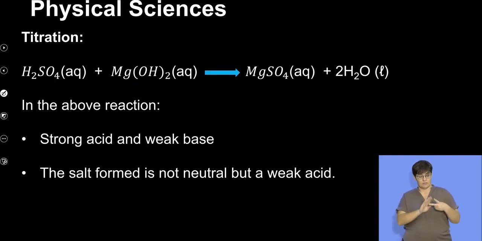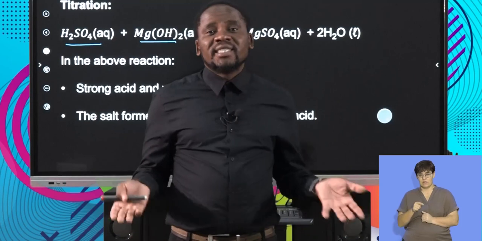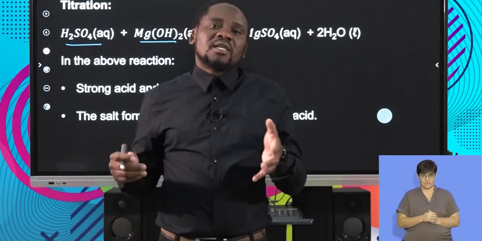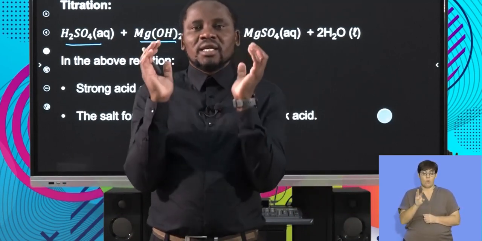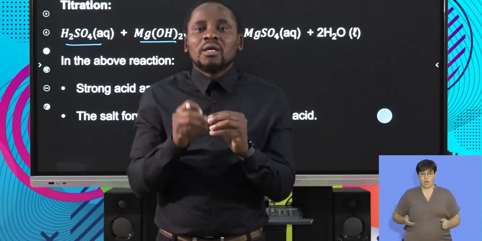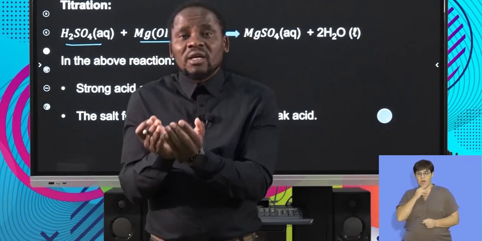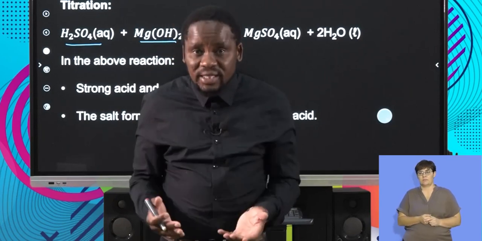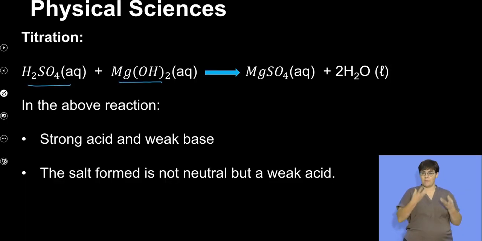Okay, and then we also have another example of a titration between an acid and a base. But in this case, we've got a strong acid, which is sulfuric acid, and a weak base, which is magnesium hydroxide. What do we mean when we say magnesium hydroxide is a weak base? We are saying that magnesium hydroxide, in the presence of water, dissociates partially to give us a very low concentration of the hydroxide ion. That's what we mean. But equally, we get a salt and water in that reaction.